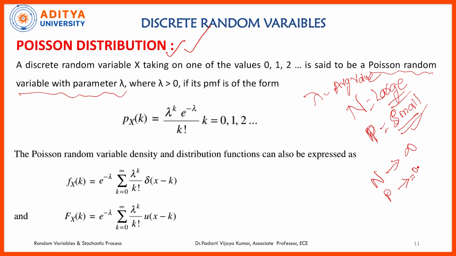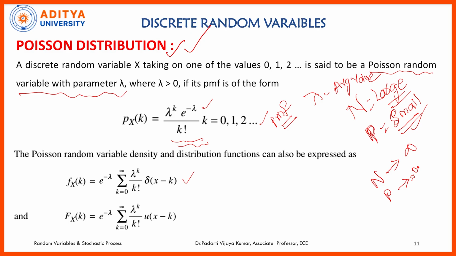The probability of x is equal to k is lambda power k e power minus lambda by k factorial. This is the probability mass function for the Poisson random variable. So, using this probability mass function, we can define the density and distribution function.